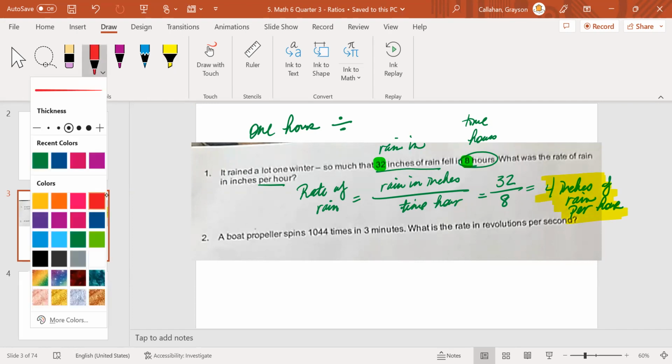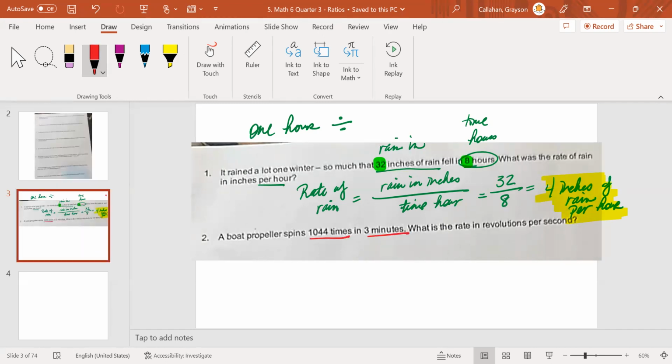Okay, number 2. So don't write anything down, just pay attention. A boat propeller spins 1,044 times in 3 minutes. So in 3 minutes, it spins 1,044 times. What is the rate in revolutions per second? Okay, so do you see now this is different? This is in minutes. You need to convert that to seconds. Do you see that? Okay, so it spins this many times in 3 minutes. So how much does it spin per second?